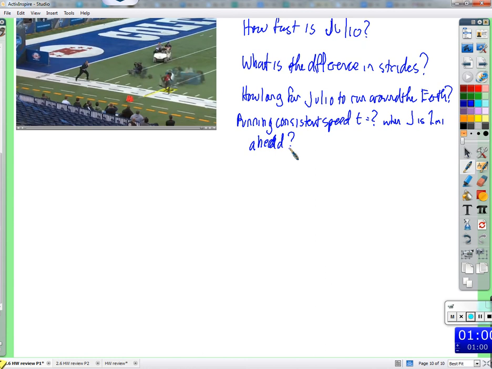How does the number of strides relate to the speed that they're running?